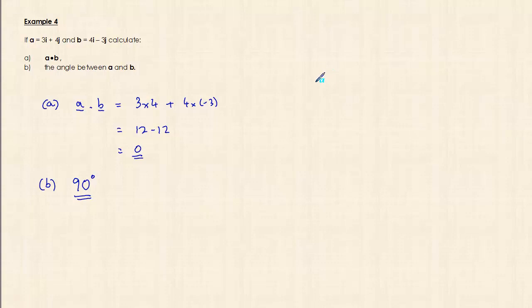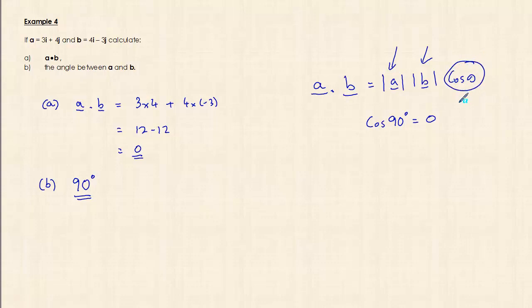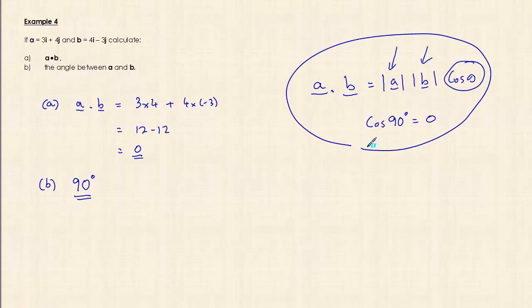Let's just examine why. We know that in general, A dot B is the modulus of A times the modulus of B times the cosine of the angle between the two vectors. Now the cosine of 90 degrees is 0. So if A dot B is 0, with the two vectors both having a non-zero magnitude, then it has to be cos theta which is 0. And that tells us that theta is 90. This is a really important concept.